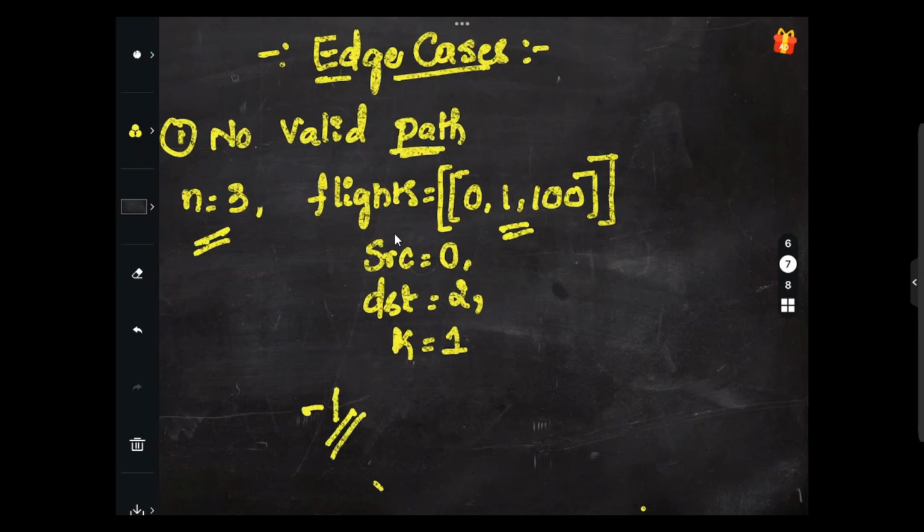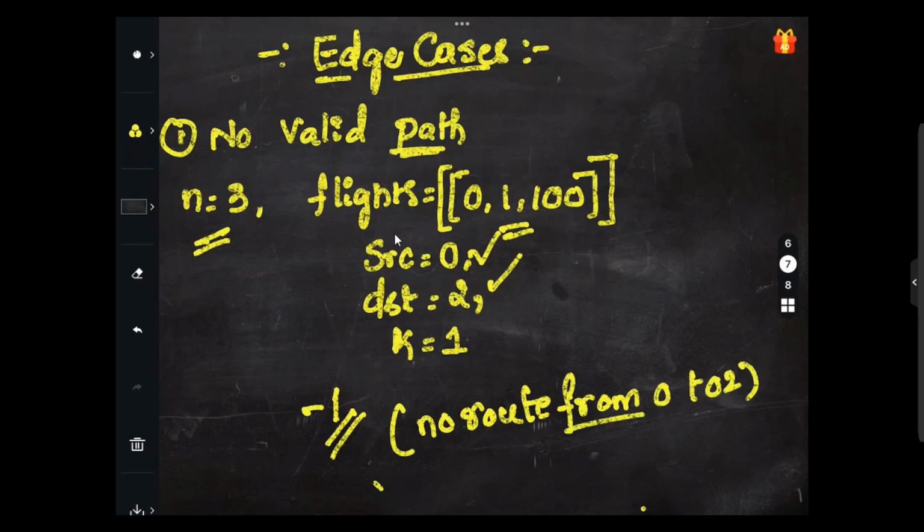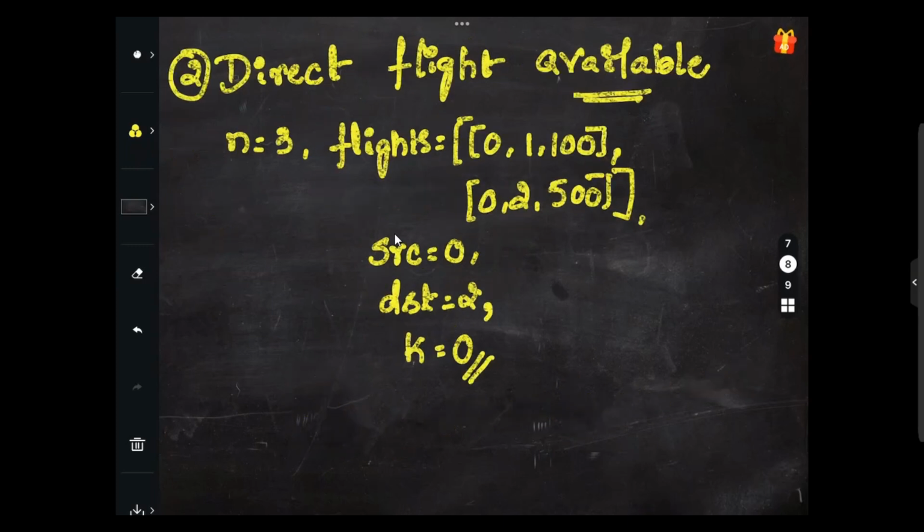Why the output here is -1? Here no route from 0 to 2. So we have to go from 0 to 2, right? So no route from 0 to 2. So I'll just give here no route from 0 to 2. So the output will be in this case -1. So let's move on with the second edge case.